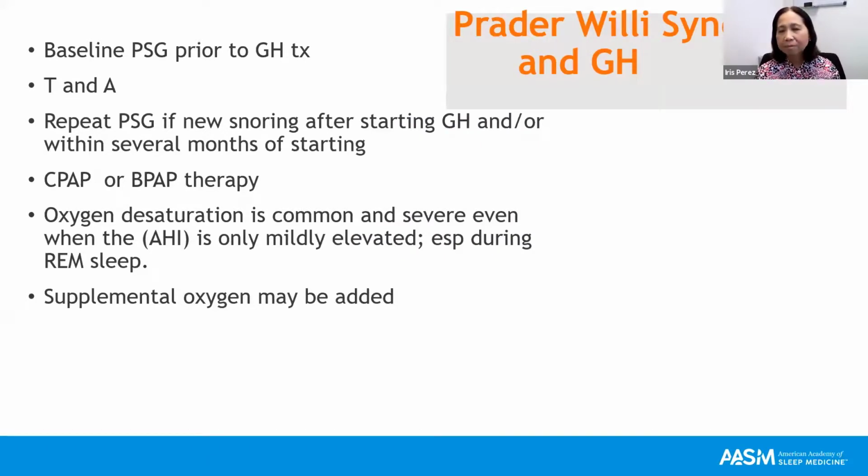For those being contemplated for treatment with growth hormone, it is recommended that they have a baseline polysomnography prior to growth hormone therapy. If OSA is present and the tonsils and adenoids are enlarged, they may undergo adenotonsillectomy, and then repeat the PSGs periodically, particularly if there's onset of snoring after initiation of growth hormone therapy and or within a few months of starting the therapy. If present, they can be treated with positive airway pressure.